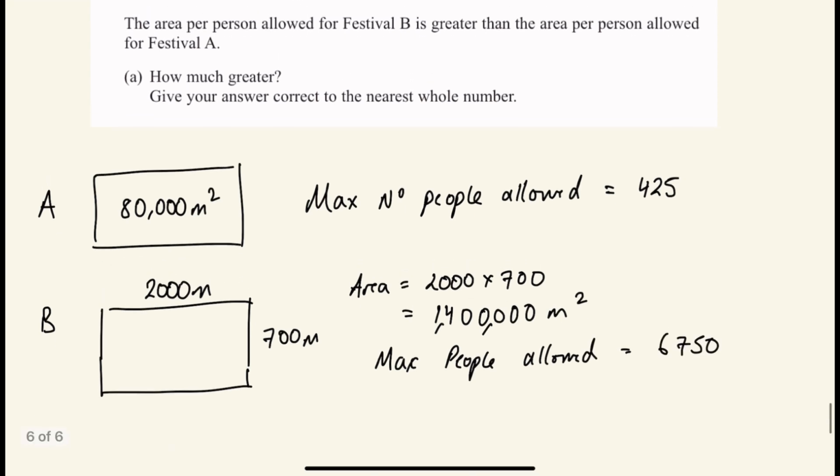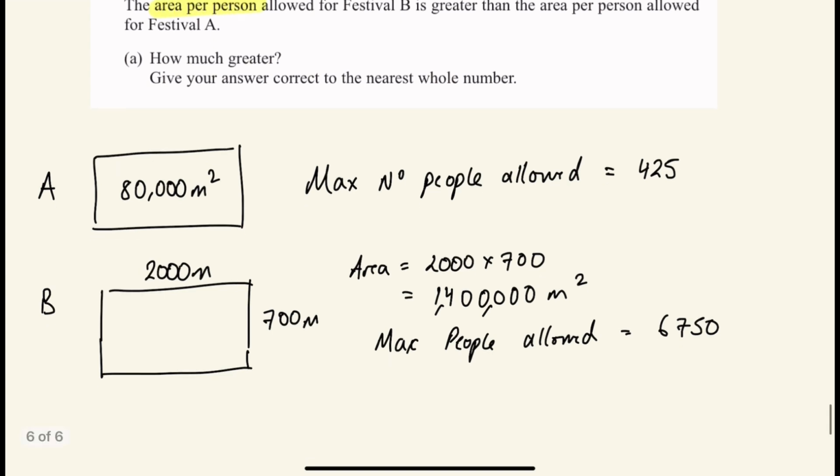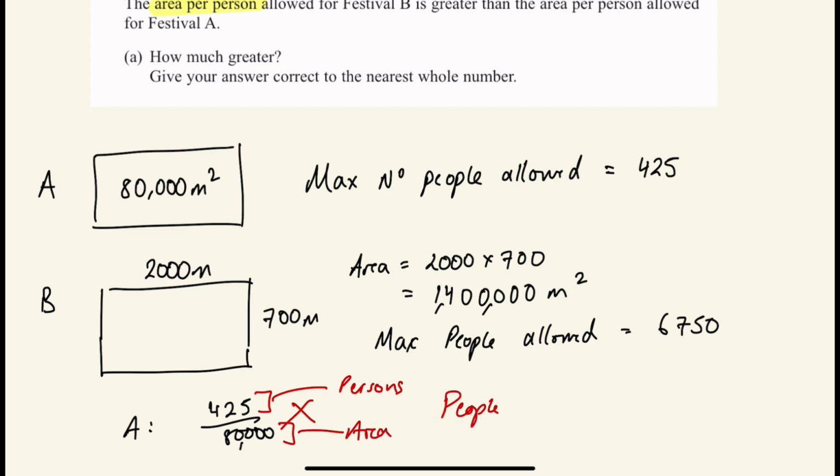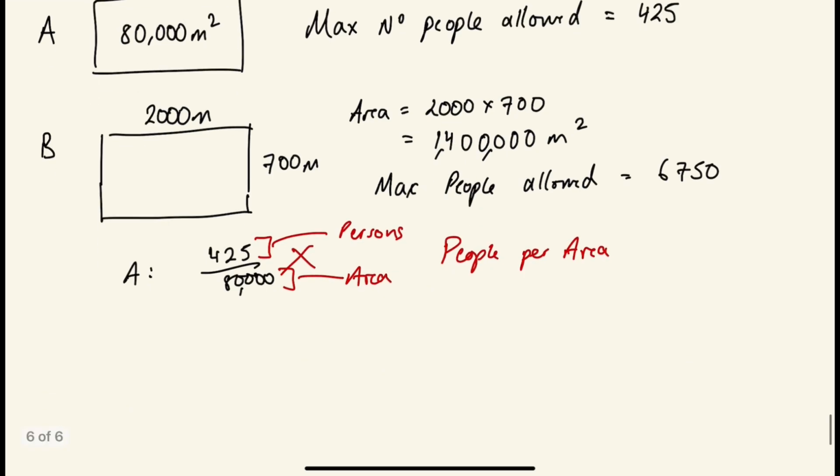Now, it's asking us specifically about the area per person. So a common mistake would be doing, for example, for A, area per person is 425 over 80,000. This is wrong. Why? Because this is persons over area, so this is people per area. Don't fall into that trap. I'll leave that there just for comparison.